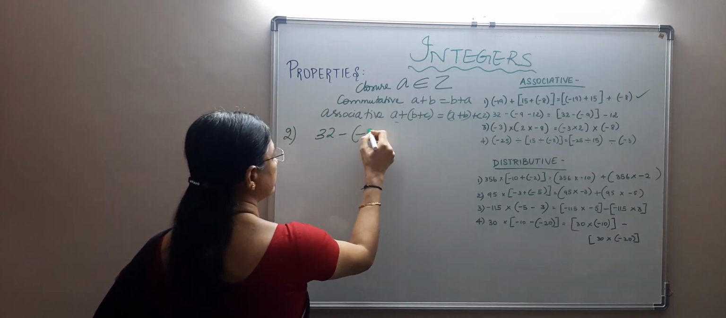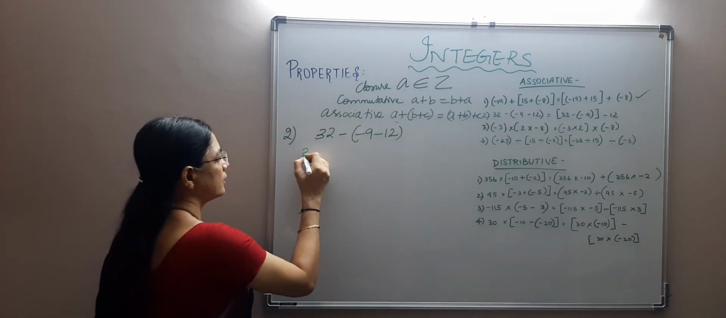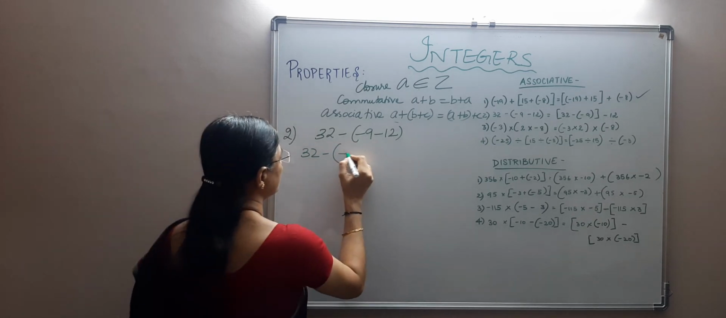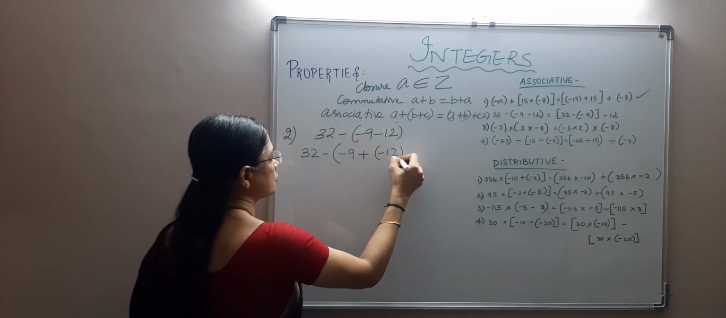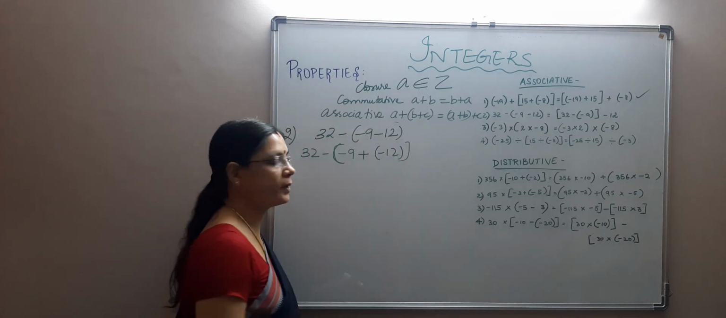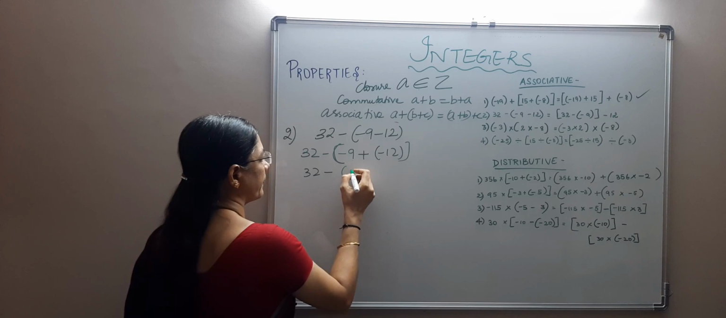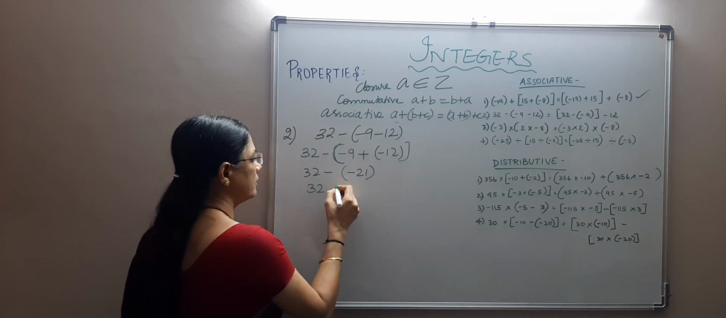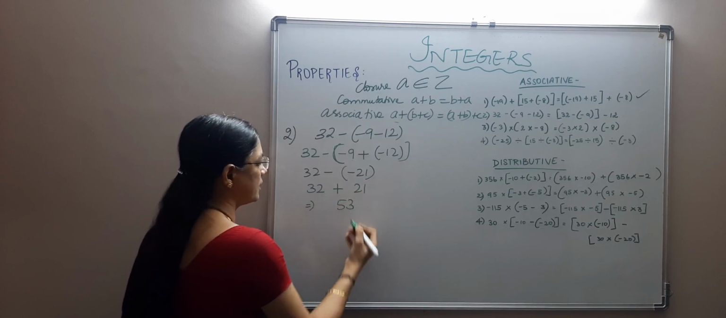32 minus 9 minus 12. So we'll do this. 32 minus 9 minus 12, we need to simplify, plus minus 12. Okay, so subtraction becomes addition here, and the additive inverse of 12 is minus 12. So 32 minus 12 minus 9 is minus 21. Again do the subtraction, plus 21. So you get 53. So the answer is 53.